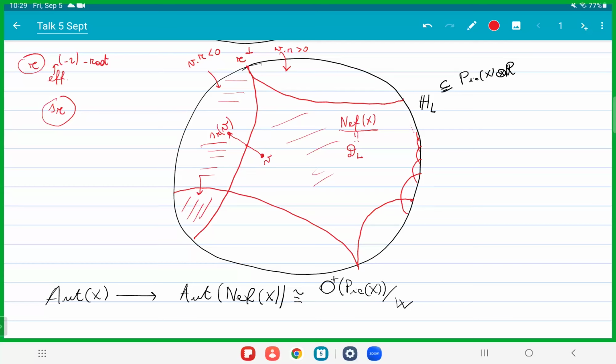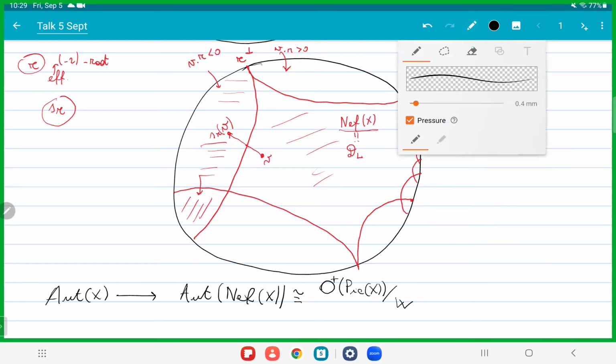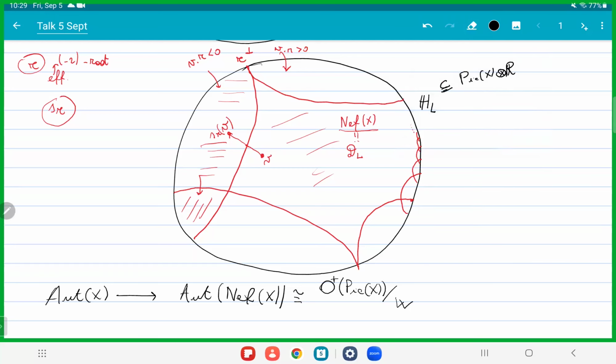So you can see that by applying reflections through walls, we can change chambers. So this group W acts transitively on the set of chambers. Chambers are just the connected components after removing the walls.